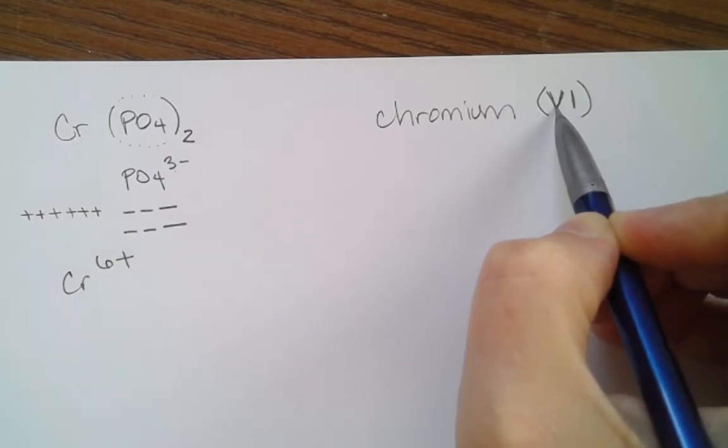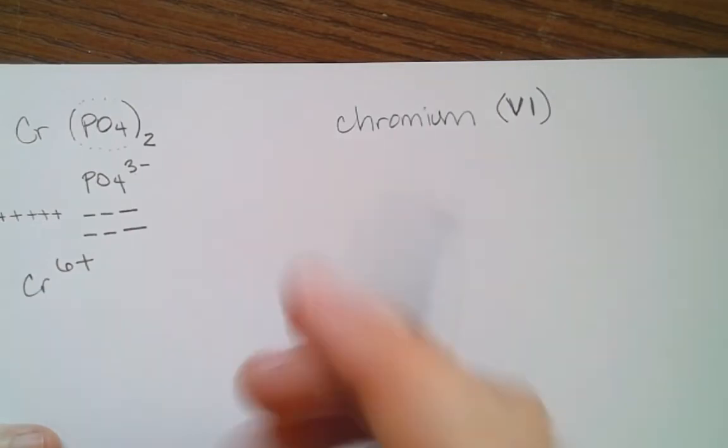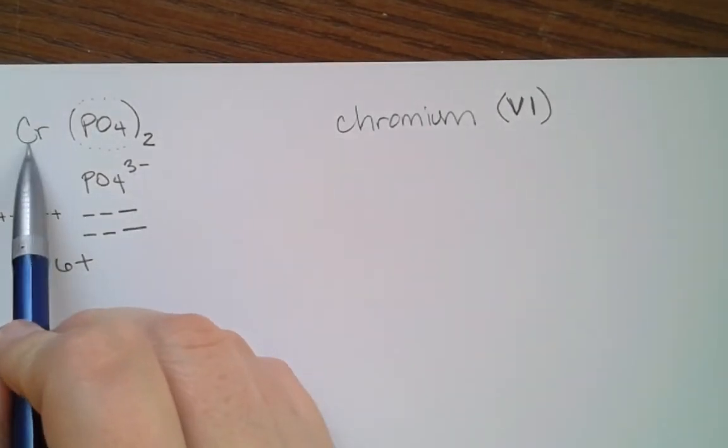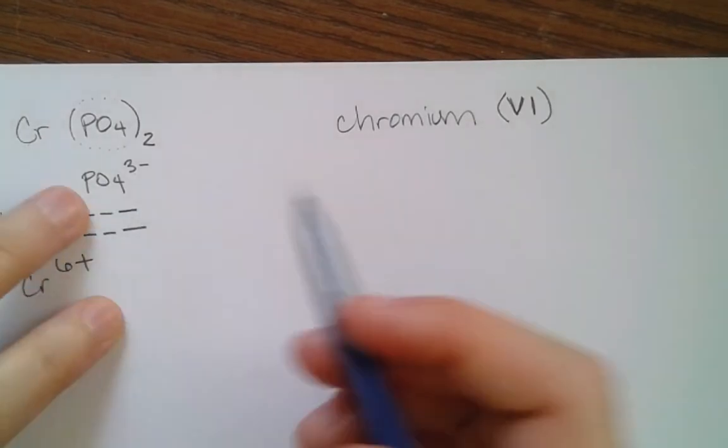Oh boy. Alright, we're almost done. Last part. So here's our chromium plus 6. Chromium 6, that's how you'd say it. If you're reading this name, you'd say chromium 6. And then the name of the anion, which we found was a phosphate.